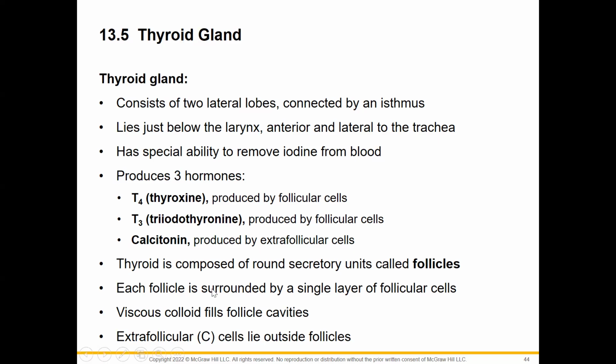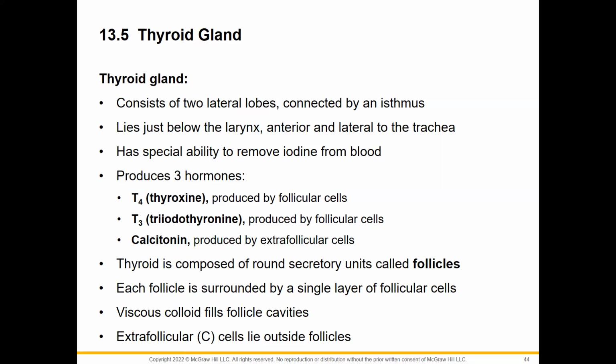The thyroid is composed of round secretory units called follicles. Each follicle is surrounded by a single layer of follicular cells. So think about last semester when you studied cells, it was chapter 5, the tissues chapter, when we talked about glands and those simple cuboidal epithelium.